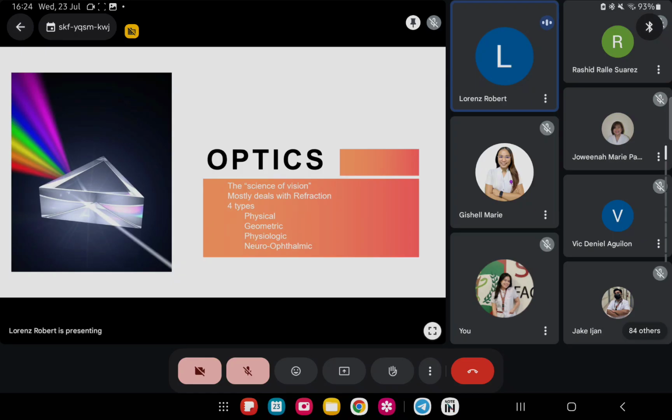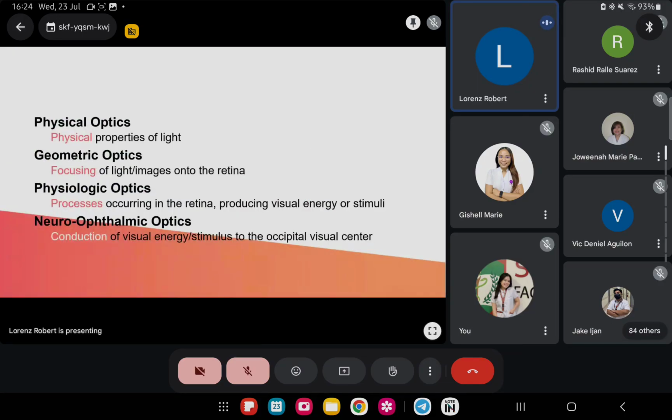There are four general classes of optics. So this is the physics part. There's physical optics, geometric optics, physiologic optics, and neuro-ophthalmic optics. Physical optics refers to the physical properties of light. So this is your physics lessons.